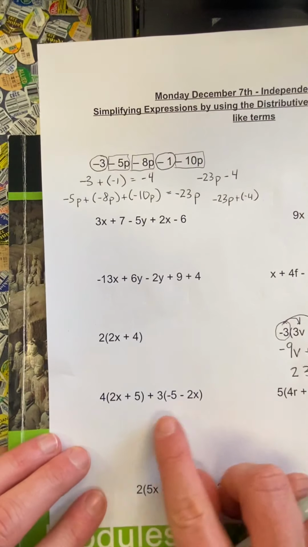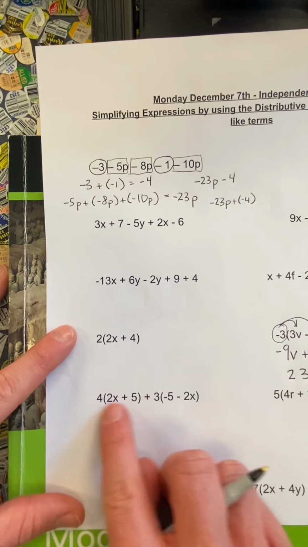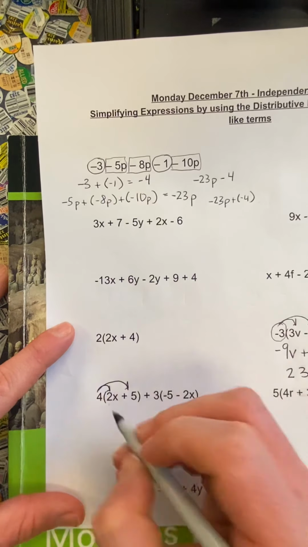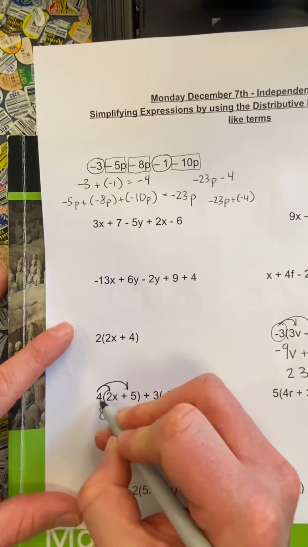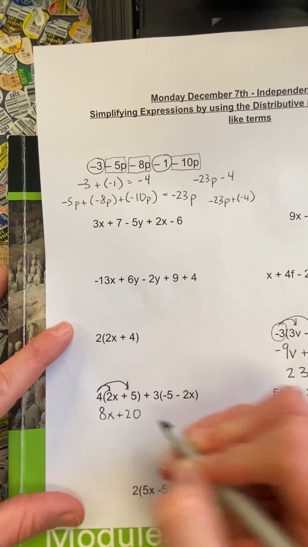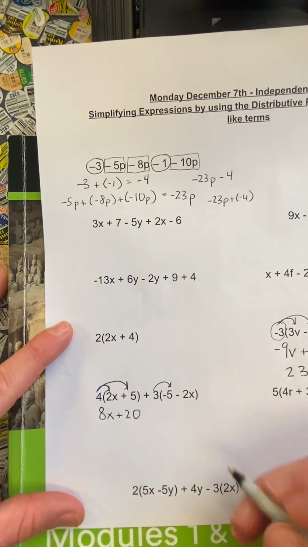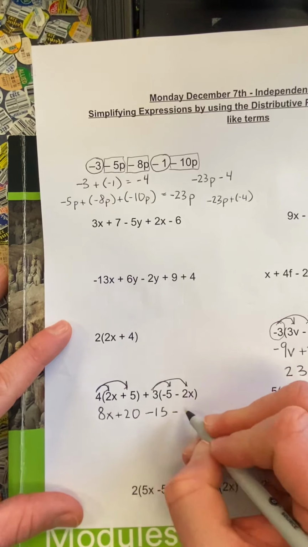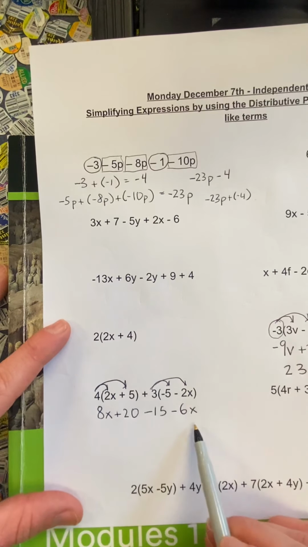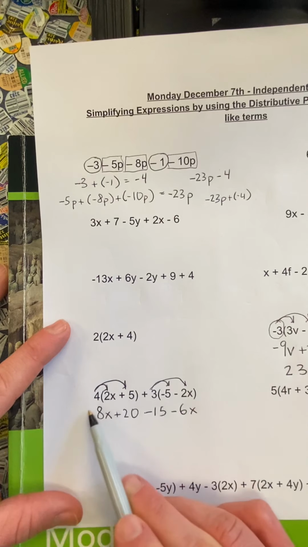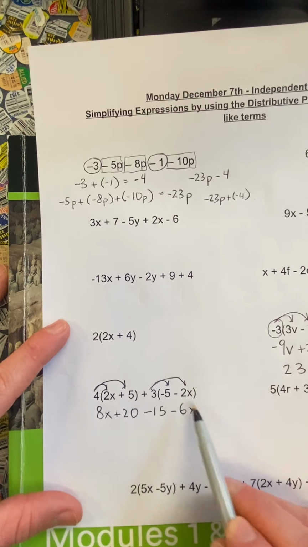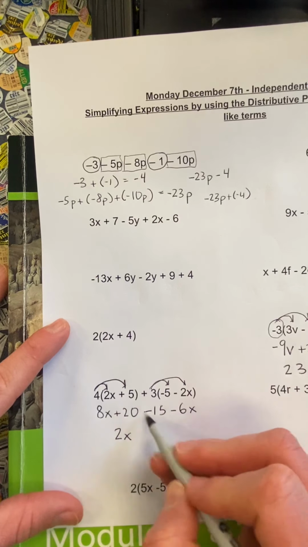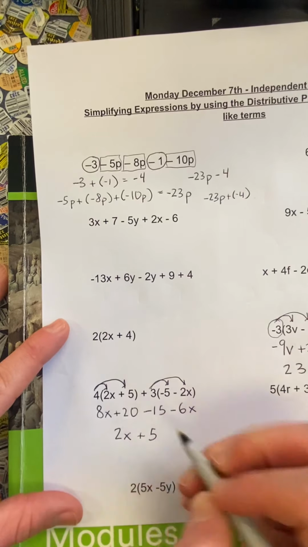So in problems where there's more than one parentheses, you have to do both of the parentheses first. Distribute. 4 times 2 is 8x. 4 times 5 is positive 20. 3 times negative 5 is negative 15. 3 times negative 2x is negative 6x. Now what? Like terms. 8x plus negative 6x gives us 2x. 20 plus negative 15 gives us 5.